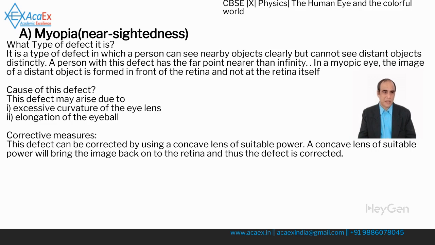Myopia, or nearsightedness, is a vision defect where distant objects appear blurry. This occurs when the image forms in front of the retina due to excessive lens curvature or eyeball elongation. Correcting myopia involves using a concave lens, which refocuses the image onto the retina, restoring clear vision.